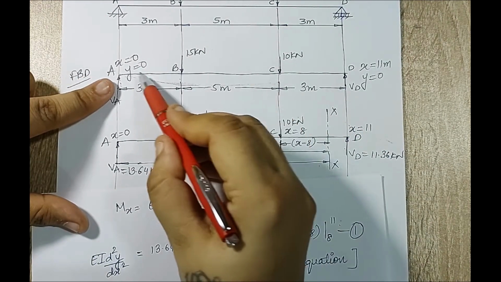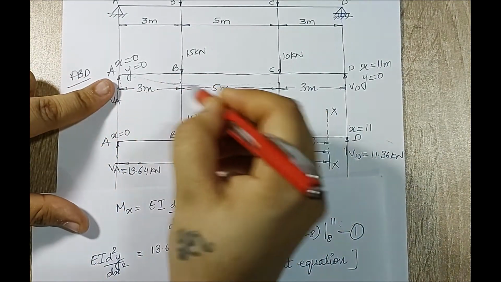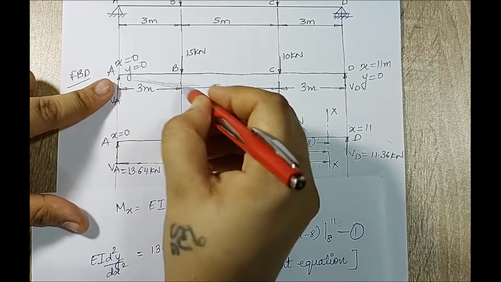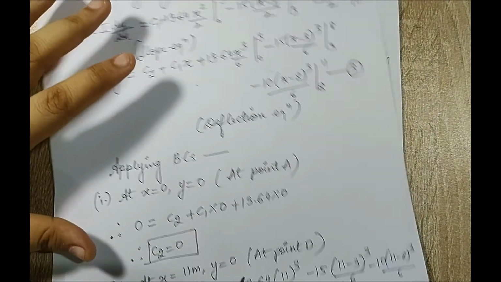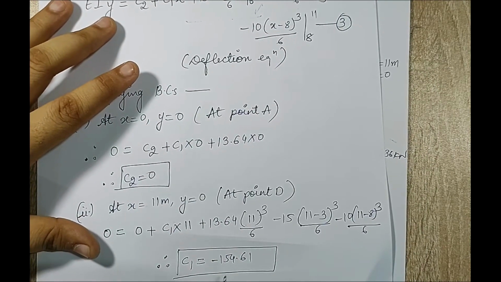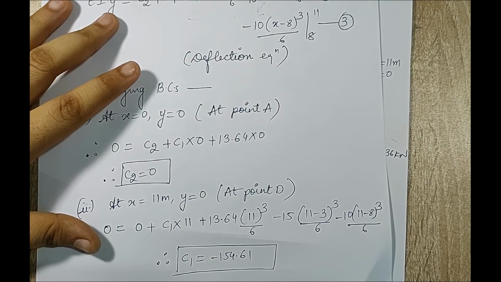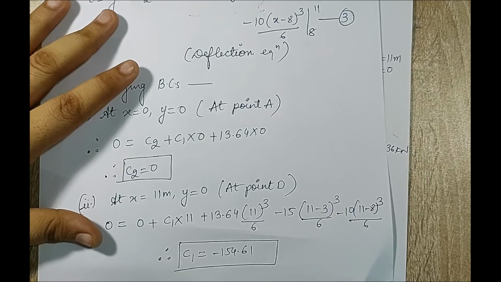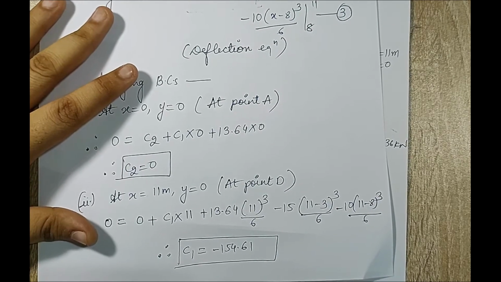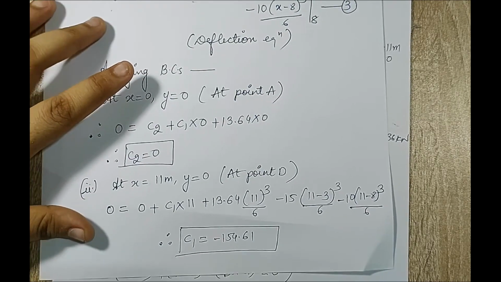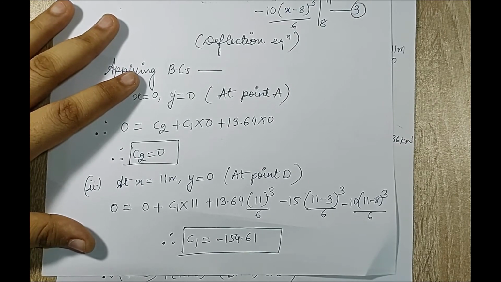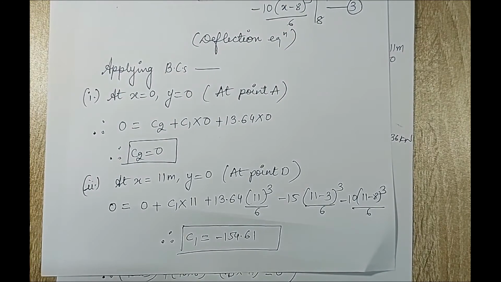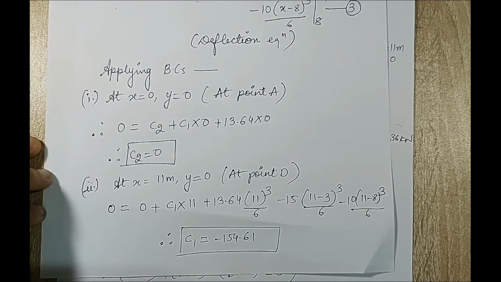When you have a sagging kind of effect, the slope of this line is going to be negative. So when you have a negative slope of the curve, the value of C1 becomes negative. Suppose if at point B you have an upward direction force, then this value of C1 will be positive. So this is just a trick for finding out whether the value is going to be positive or negative. So you can just judge your accuracy of the solution.